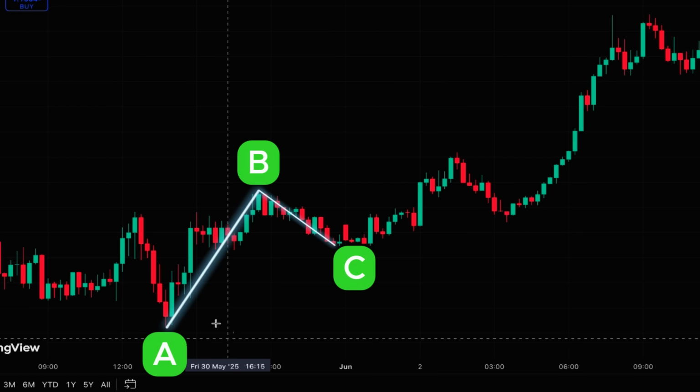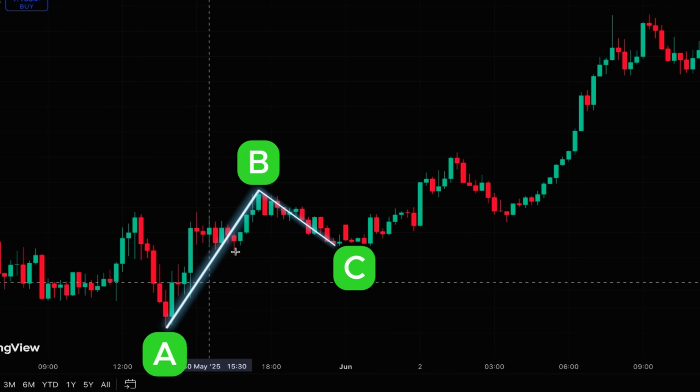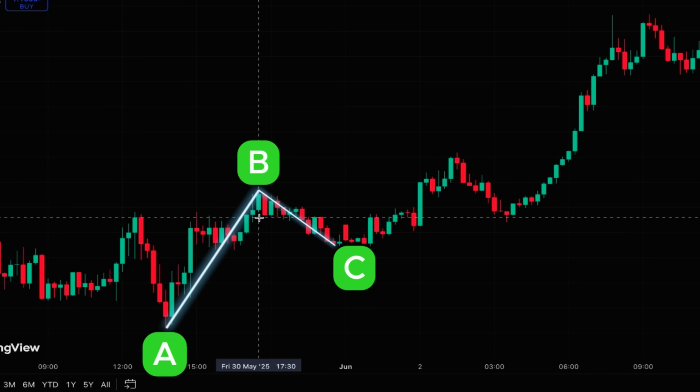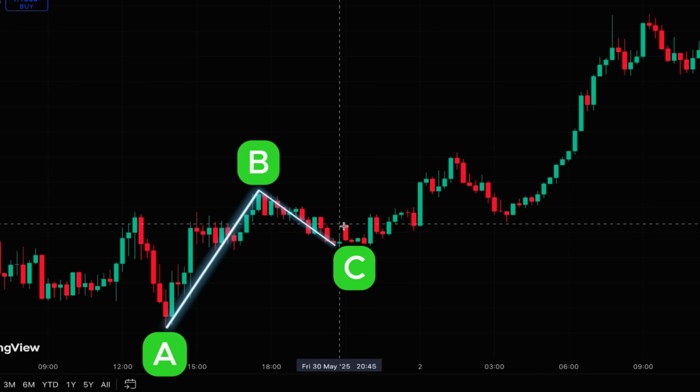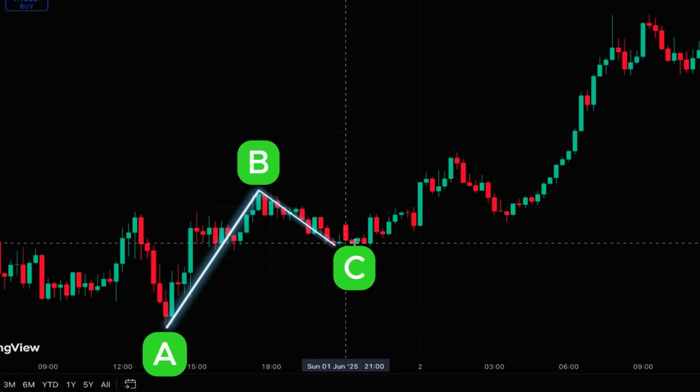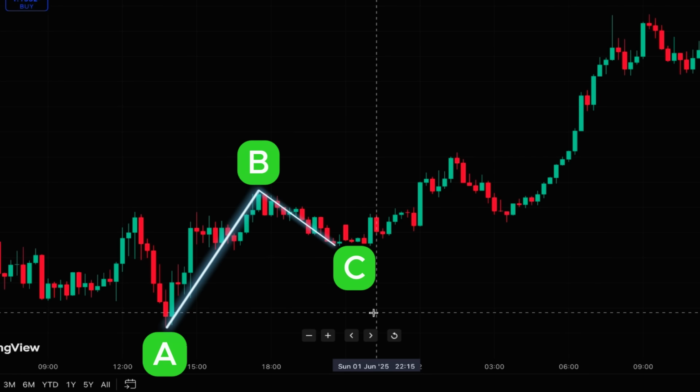In this pattern, first we have a low which is marked as A, and then the price advances and goes higher, and then it stops and goes for a pullback. The high is marked as B, and the end of the pullback is marked as C. The pullback at C should not reach point A, otherwise it's not an ABC pattern anymore.